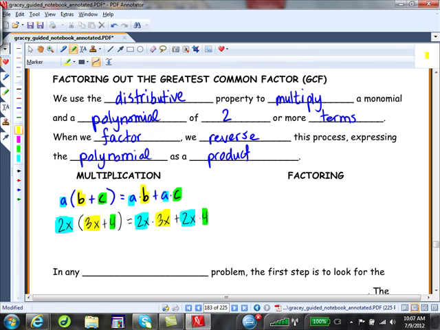But what we're doing with factoring is, instead of starting with A times quantity B plus C, we're starting with A times B plus A times C, which is equal to A times quantity B plus C. Okay? So we're starting with this format and we're ending with this other format.